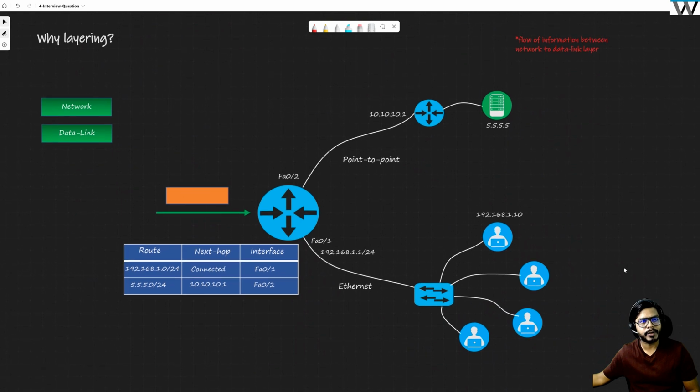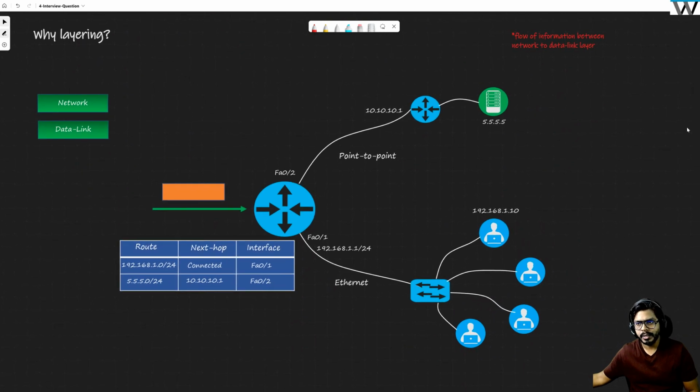This is going to be one of the most important boards because I have seen a lot of people who do not understand this. Why do we need this layering, right? If I want to begin with something, then I want to showcase an example where I have this network layer and this data link layer. Now I'm talking about this router.